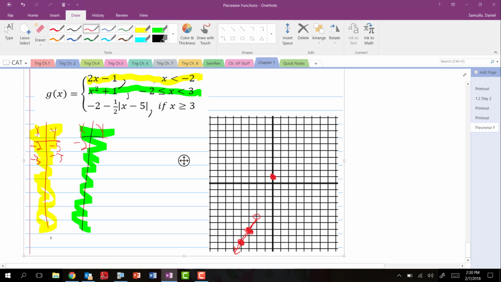Negative 2 squared is 4. 4 plus 1 is what? What do I put at negative 2, 5? Open or closed? Major, was that 5? Major jump discontinuity.